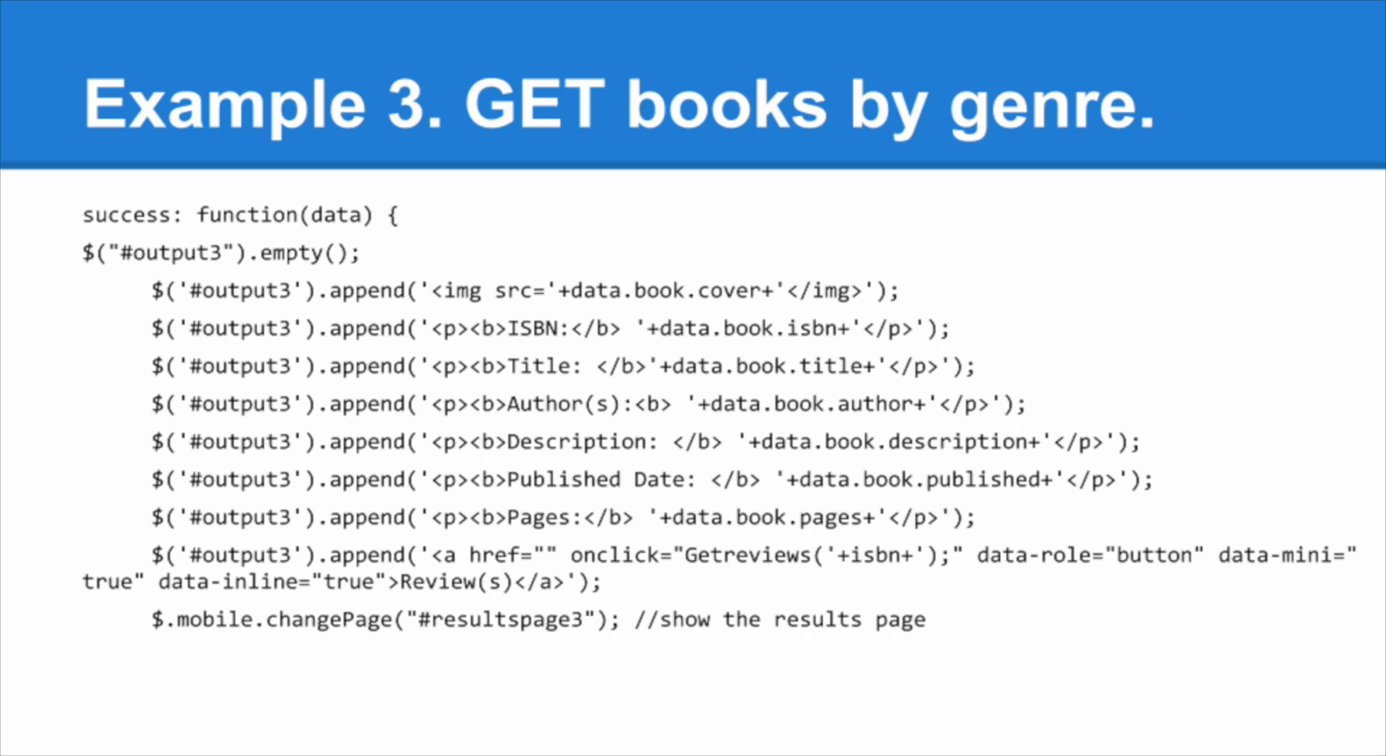So this time, to the content section of the page, I'm appending an image and some paragraphs and a link to the reviews page. You see? And then I transition. Now look at this one. Empty it first, otherwise I'm going to end up with lots of books on the page, aren't I, one after the other, as I keep going backwards and forwards. Append all the data, change page.